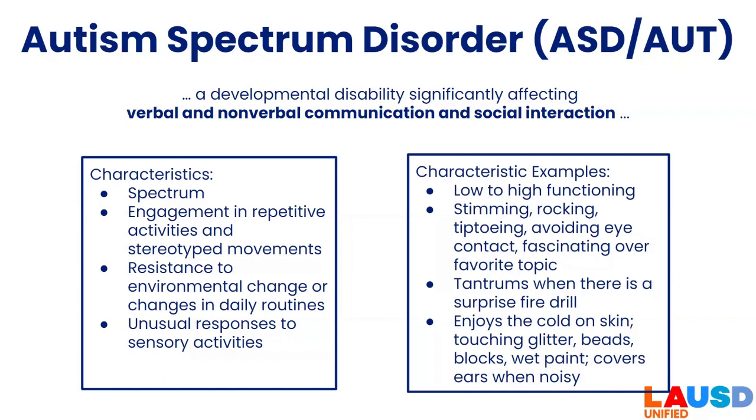In addition to the engagement in repetitive activities and stereotyped movements, such as stimming, also known as self-stimulating behaviors, which are repetitive body movements or repetitive movements of objects, or constantly talking about their favorite topic, there is also the resistance to change. Environmental change or change in daily routines, such as an unannounced fire drill, can cause challenging behaviors such as throwing tantrums or meltdowns. Oftentimes, these students might engage in behavior that might seem unusual, such as responses to sensory experiences, like lying on the floor because the cold on their skin is soothing.